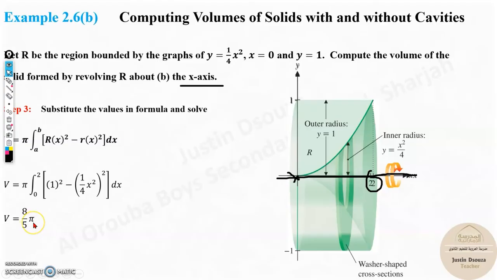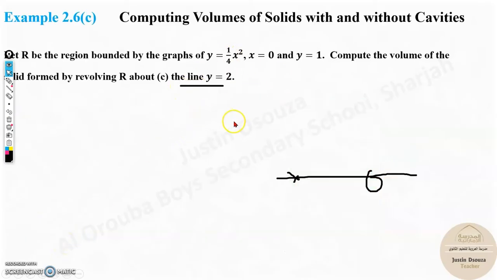It'll be 8 by 5 pi. Now this is the answer. Volume 5.03 unit cube. I hope this is clear along y and x. And now let's do one last problem along y equals 2.